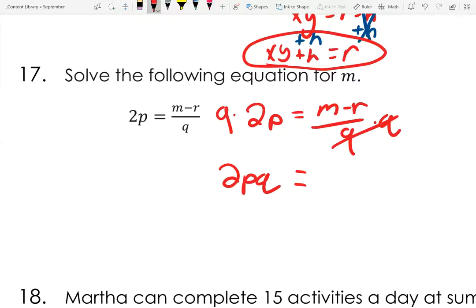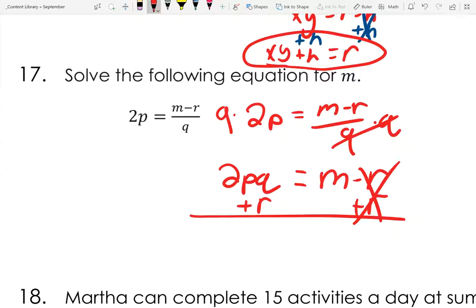But now, because the q is gone, that's equal to m minus r. So we're still trying to solve for m, right? So we need to get rid of this minus r. The opposite of minus r is plus r. So we'll add r to get rid of it. So what do we have?